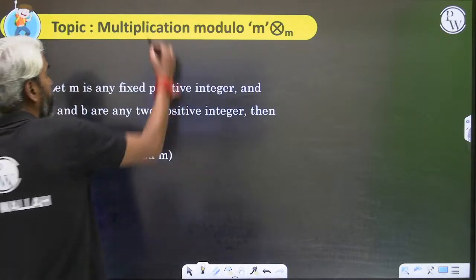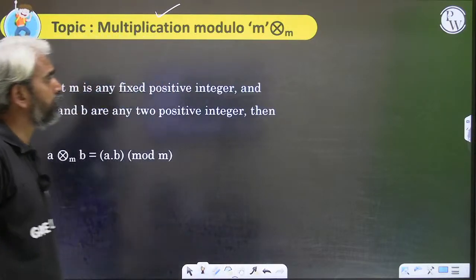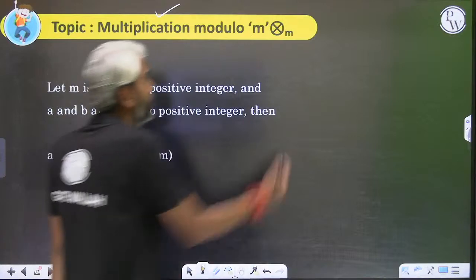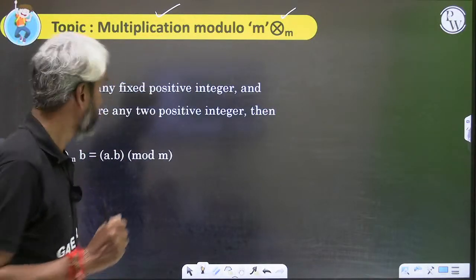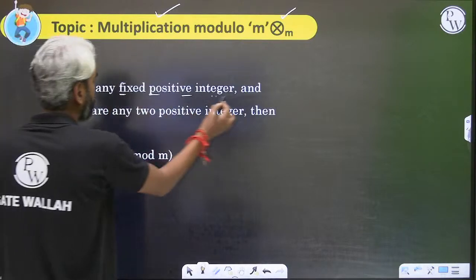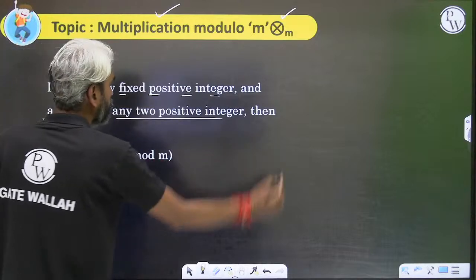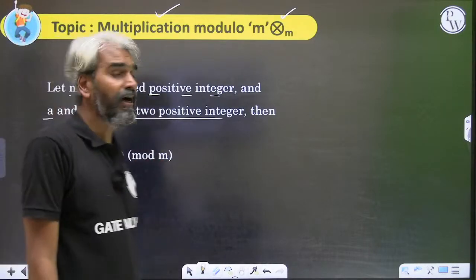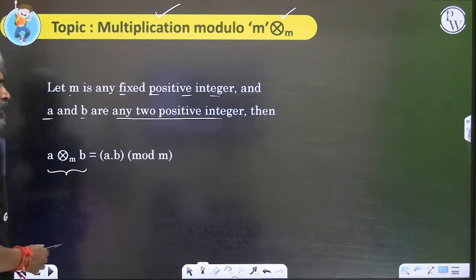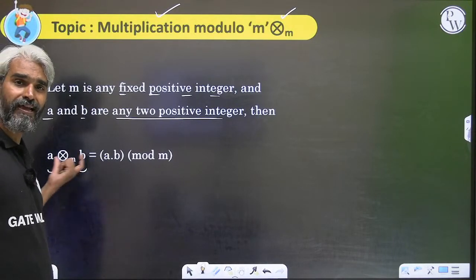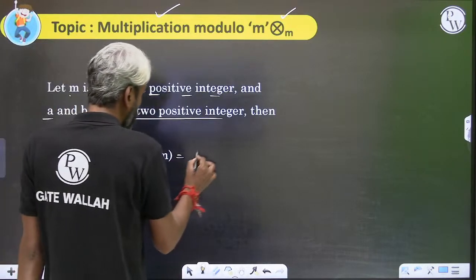Now let's try to define the multiplication modulo operation. So multiplication modulo m is denoted by this. How do we define this? Just in place of addition, we will perform the multiplication. So let m be any fixed positive integer, and a and b any two positive integers. Then a multiplication modulo m b will simply be: we multiply a and b and divide it by m. Whatever the remainder is will be your output.